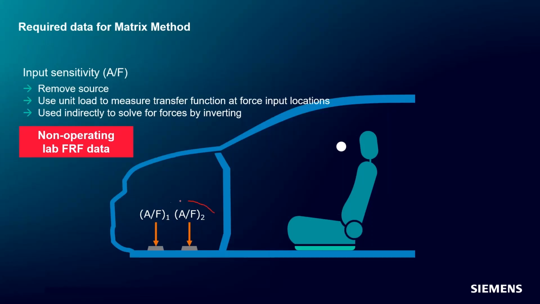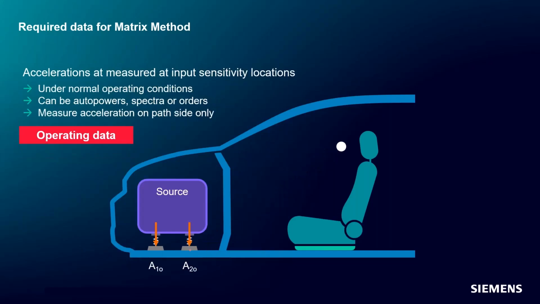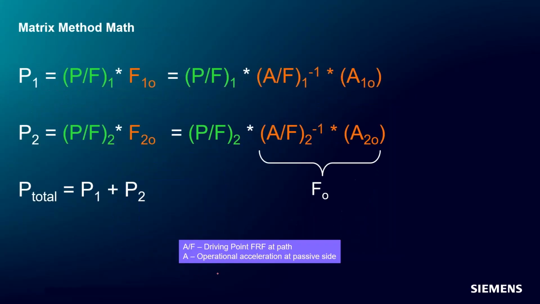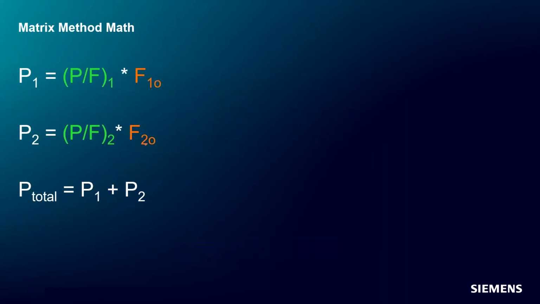And what we'll use is a local FRF, acceleration over force, measured at the passive side. I could measure this at the same time I'm measuring the FRFs to the target location, but in this case, I need this local FRF as well. And I'll use that local FRF with passive side operational acceleration. And I'll take that operational acceleration, the local A over F, acceleration over force, invert it. After I invert this, it's F over A, and these accelerations will multiply to give me my operational force.